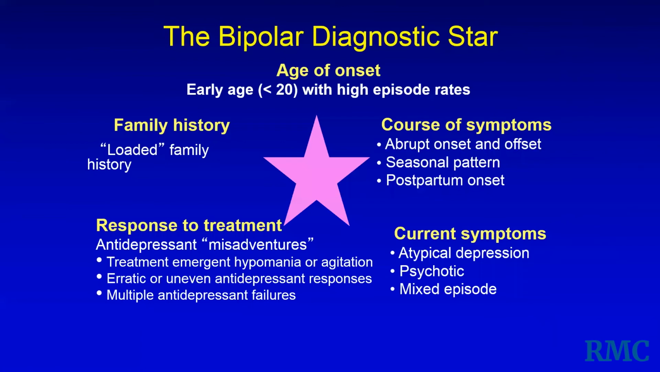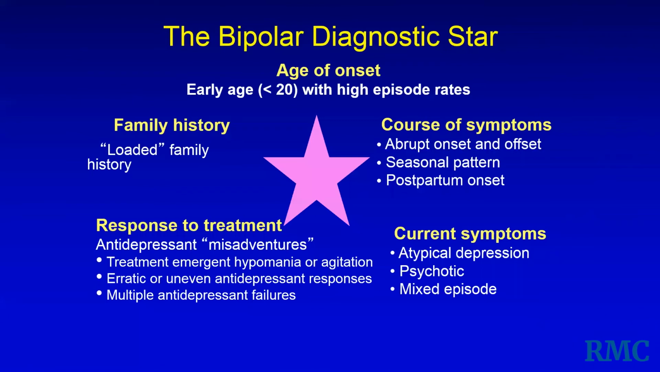The course of symptoms, the most important thing here is seasonal pattern and postpartum onset. So patients who get depressed in the winter are happy over the summer. They're actually being hypomanic over the summer and seriously depressed in the winter. That's a tip-off this person might have bipolar disorder. Postpartum depression, and especially postpartum psychosis, also may reflect an underlying bipolar disorder. We talked about antidepressant misadventures, which can also be a clue.